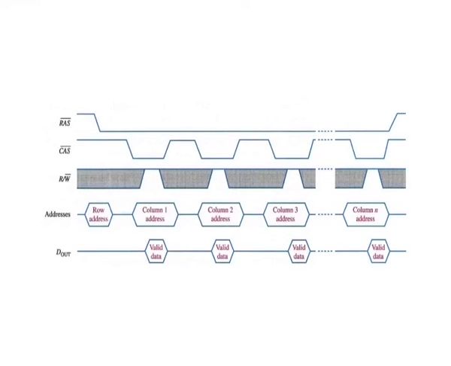A single row address is selected and remains selected while row address select is active. Each successive column address select selects another column in the selected row. So, after a fast page mode cycle, all of the addresses in the selected row have been read from or written into depending on the read write bar.